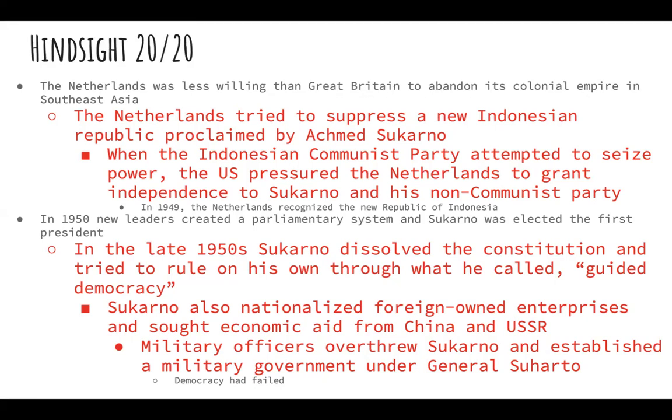But in the late 50s, Sukarno dissolved the constitution and tried to rule on his own through what he called guided democracy. Sukarno also nationalized foreign-owned enterprises and sought economic aid from China and the Soviet Union. Big red flags right there. Military officers overthrew Sukarno and established a military government under General Suharto. So democracy in Indonesia failed.